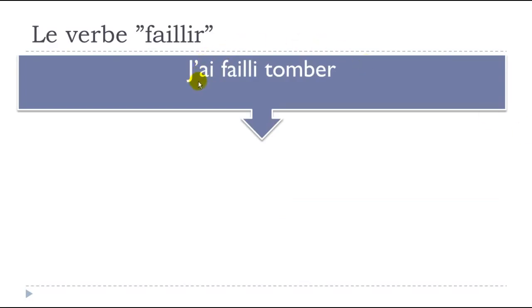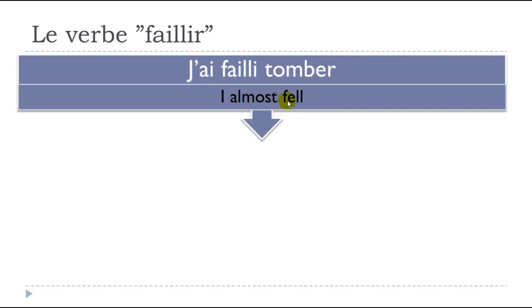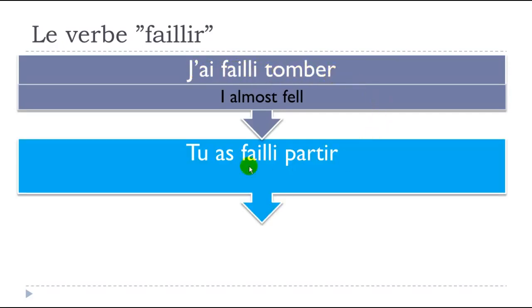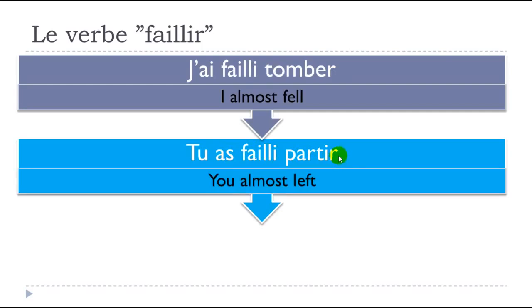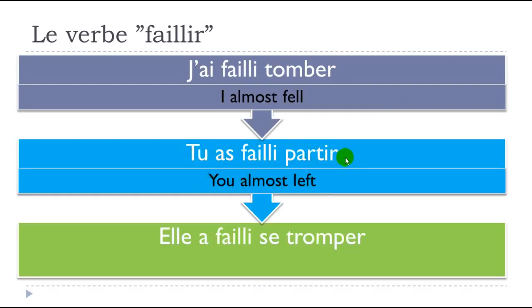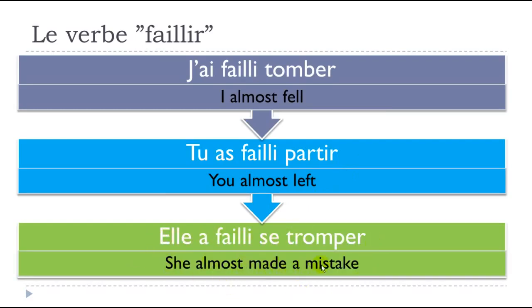A few examples. J'ai failli tomber. I almost fell. In that case, you see that we use the verb faillir at the passé composé form, and then we just put a verb at the infinitive right after. J'ai failli tomber. Tu as failli partir. You almost left. Elle a failli se tromper. She almost made a mistake.